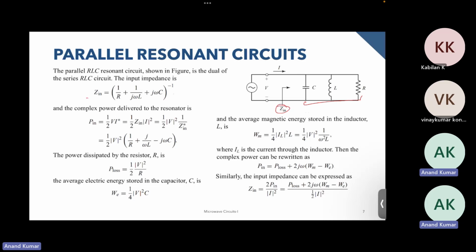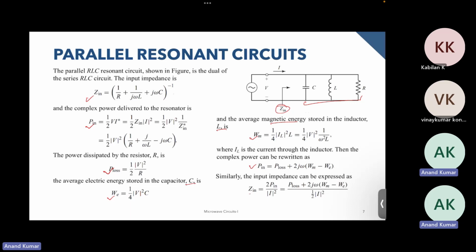Similar to what we did for the series resonant circuits, we did for the parallel. So we calculate the input power, and then we calculated the power lost across the resistance, the energy stored in the electric field in the capacitor, and the magnetic energy stored in the inductor as Wm, and then this expression was given by the Poynting theorem.